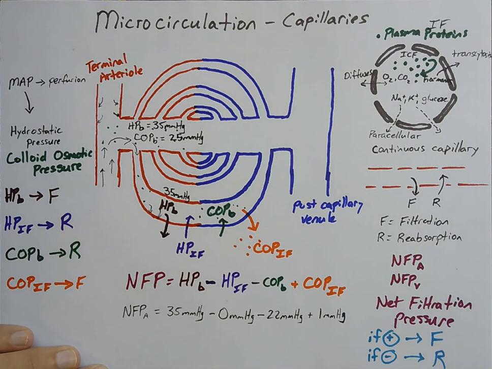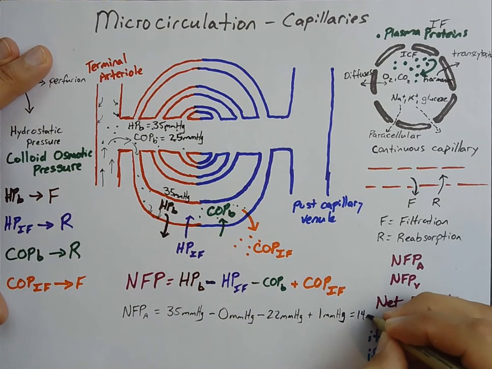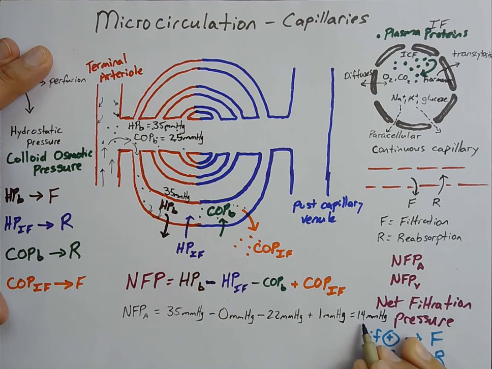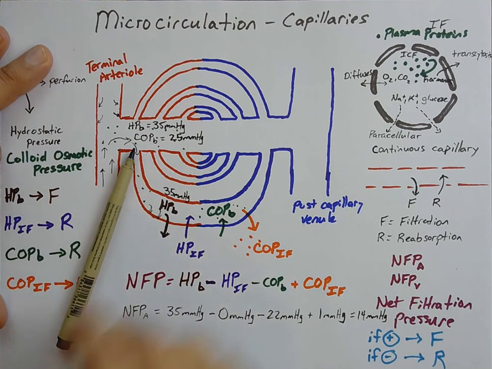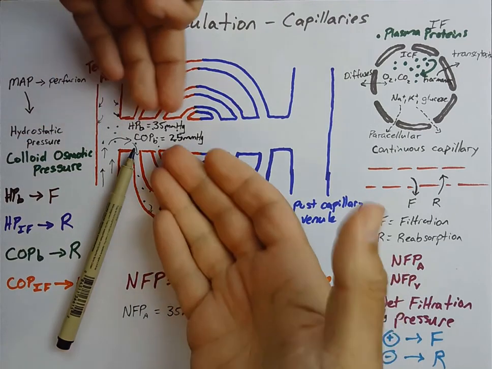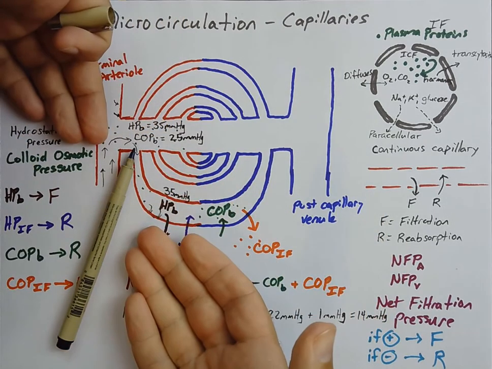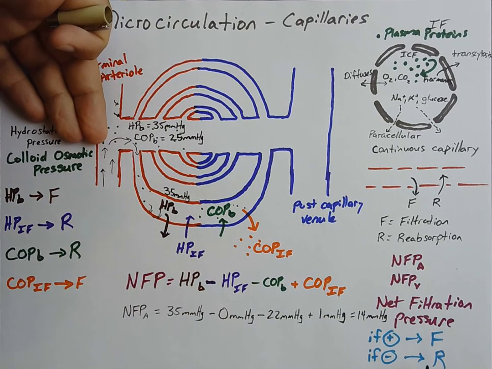Okay, so now let's do the math on all this. 35 minus 22 is 13. Add 1 back to that, we have 14. So when we were looking at NFPA, and we end up saying this is 14 millimeters of mercury, is that a positive value or is that a negative value? If positive, what do we know is happening to the net filtration? If it's positive, then we have net filtration. And that's exactly why on the arterial side of things, materials will move from the blood into the tissues, is because we have net filtration.